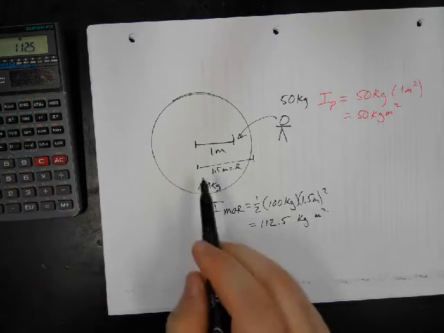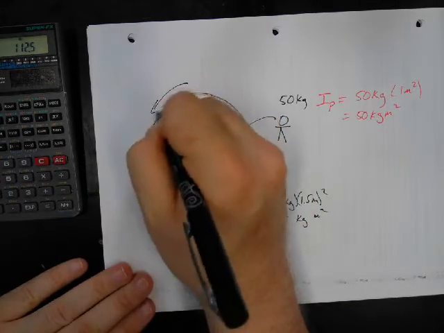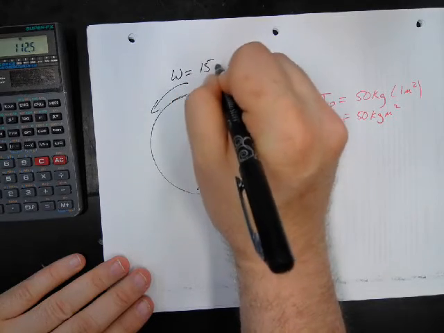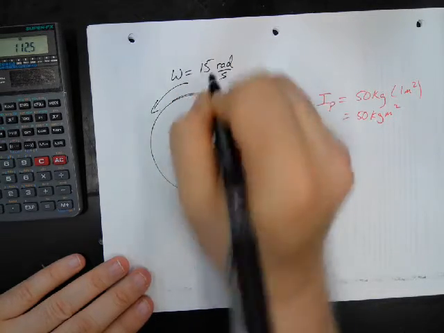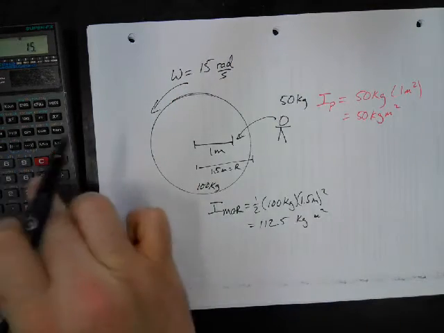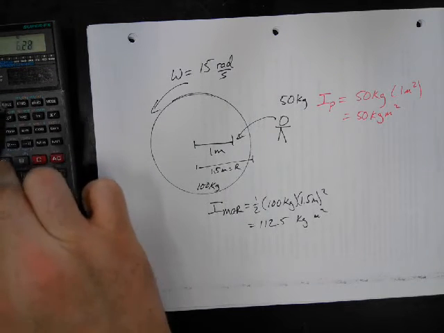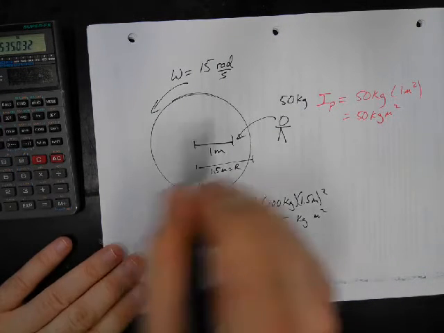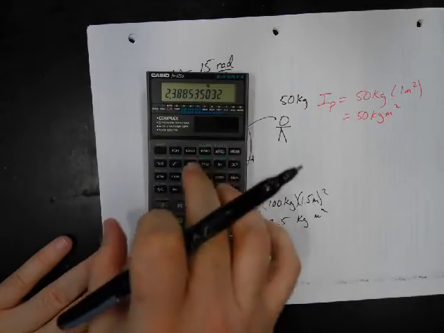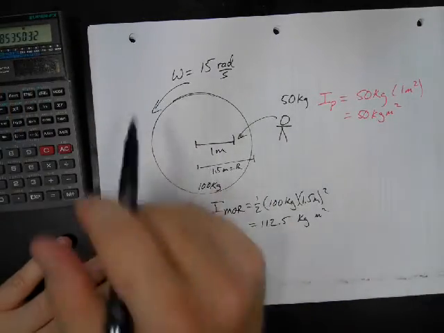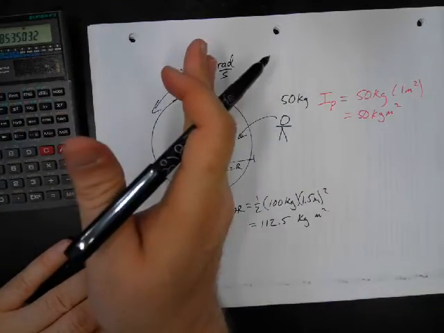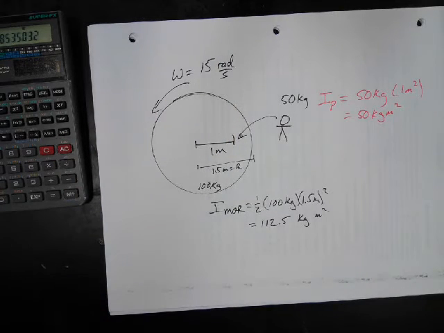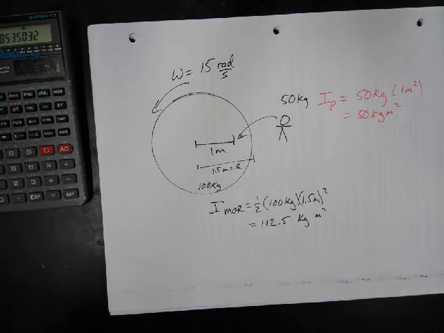So we want to figure out if this thing is rotating, and let's give it a rotation. Omega is 15 radians per second. And if you calculate that out, that is about 2.4 rotations a second. So it's fairly fast. Someone has spun this thing up, then they're going to jump on. It's going to slow down. That's what we expect.